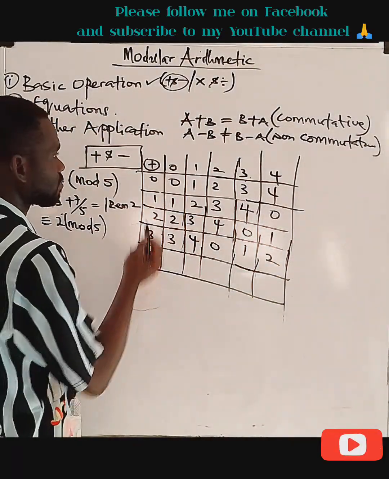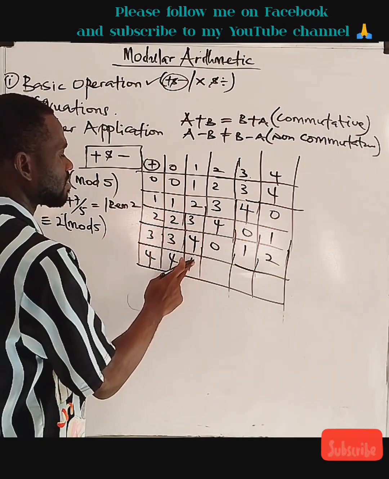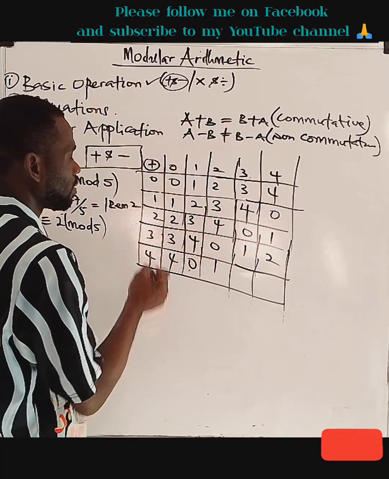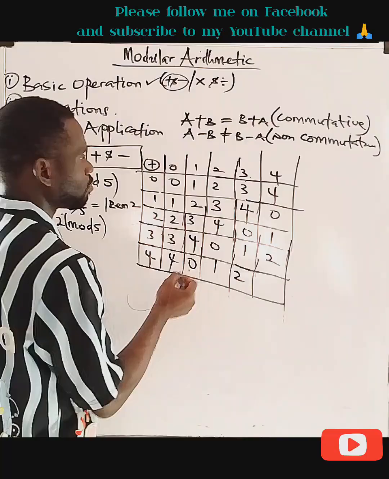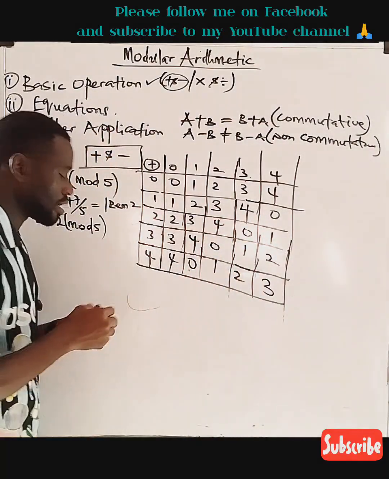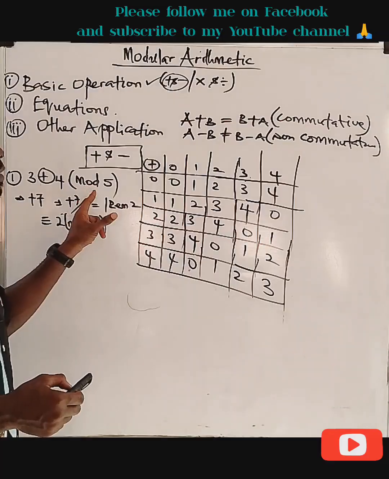So for the very last set, 4 plus 0 is 4. 4 plus 1 is 5. We break it down, we have our 0. 4 plus 2 is 6. 5 into 6 is 1 remainder 1. Write down 1. 4 plus 3 is 7. 5 into 7 is 1 remainder 2. We have our 2. 4 plus 4 is 8. 5 into 8 is 1 remainder 3. We have our 3. So this table is well set out. This is the addition table under modulo 5.